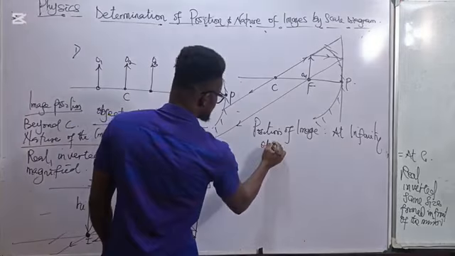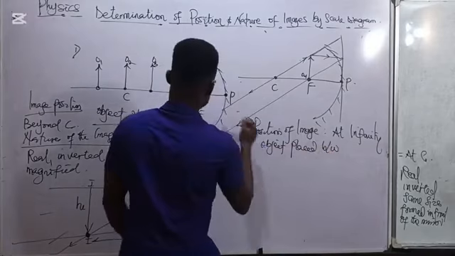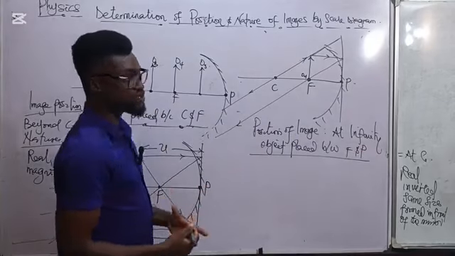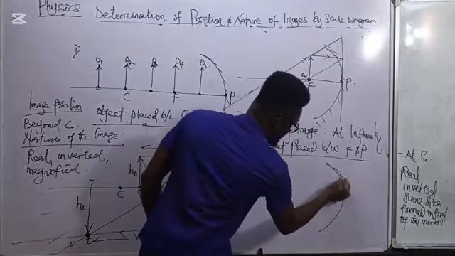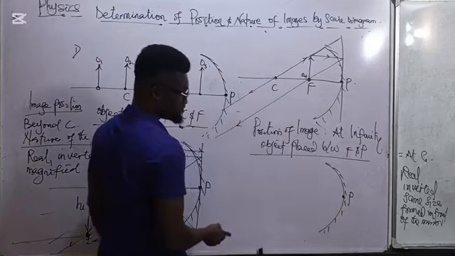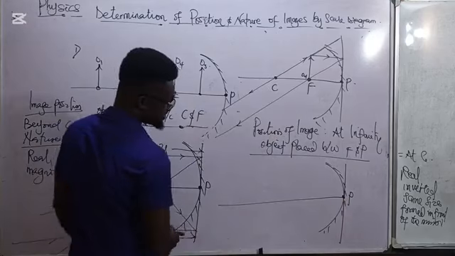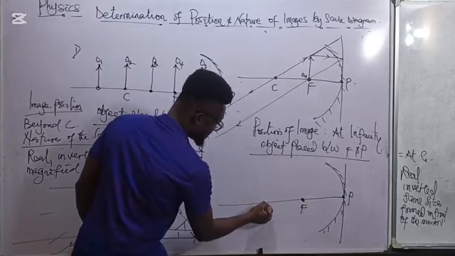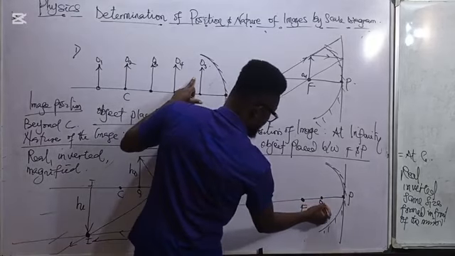Object placed between F and the pole. So what will be the position and the nature of the image? We have the mirror. We have here as the mirror. Here is the principal focus, so the pole. We have the pole. We have our reference line. Here is the what? The principal axis. So if here becomes the principal focus, and here is the center of curvature. When the object is placed here, this is the fifth object here.